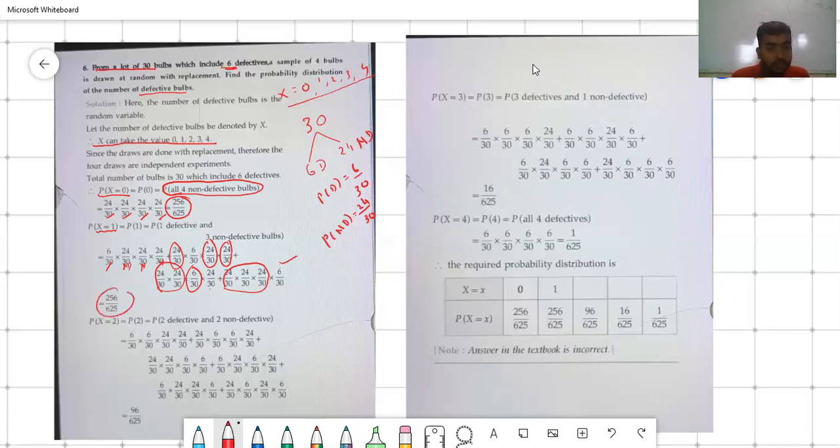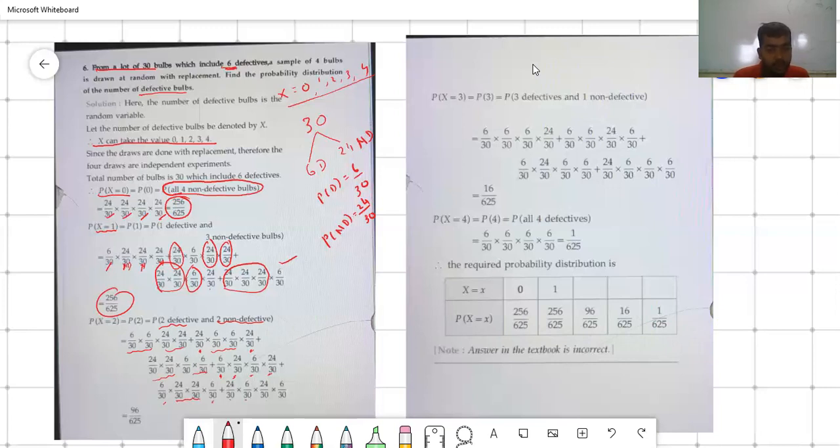Now for X is equal to 2, that means 2 defective and 2 non-defective. First is defective, second is defective, and the remaining 2 are non-defective. Similarly, first 2 are non-defective, last 2 are defective. First is non-defective, then defective. First is defective, second and third are non-defective, and fourth is defective. Similarly, first is defective, the middle 2 are non-defective, and fourth is defective. First is non-defective, second is defective, third is non-defective, and fourth is defective.